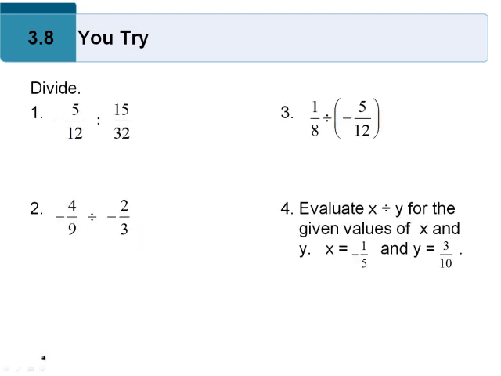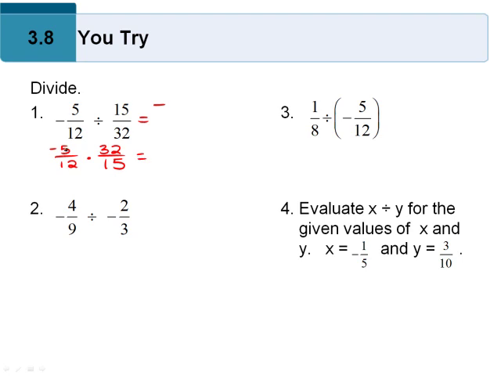All right. So here's some division of fraction problems. Negative 5/12 divided by 15 over 32. So I know my sign's a negative. I'm going to put that there. And then I'm going to do keep, change to multiplication, and flip. 32 over 15. Okay. So I can cancel all kinds of stuff here.